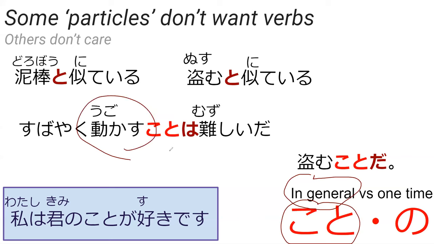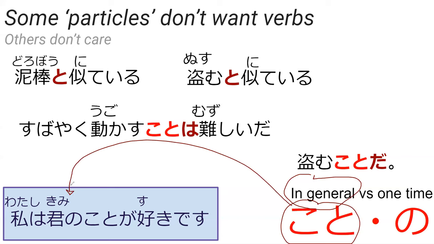Ugokasu koto. Moving things in general. So it's a way to generalize things. I always call it an enveloping term, like you're putting a blanket over a large amount of things. This same meaning of koto can also go after nouns.